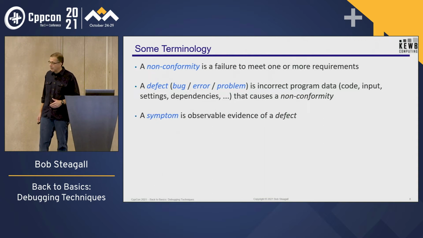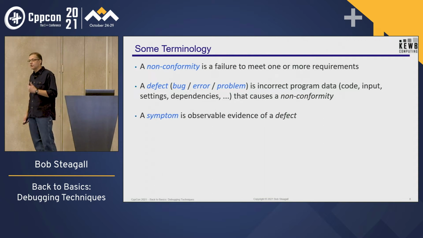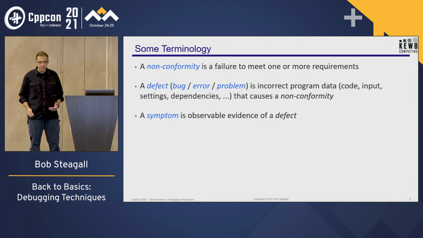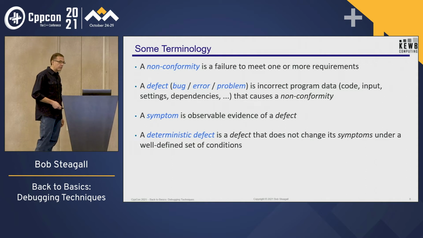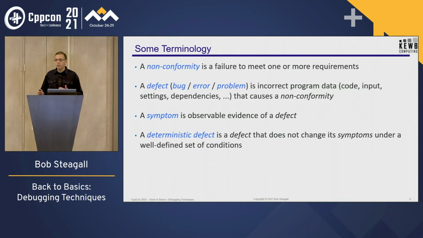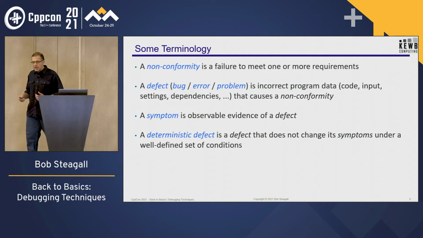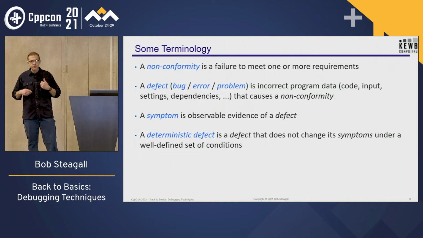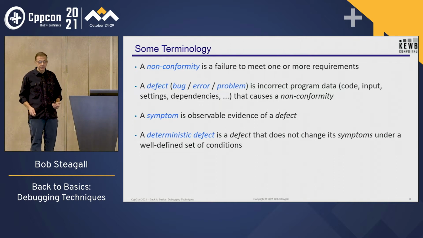A symptom, I'm going to use this term to mean an observable evidence of a defect. Symptoms are what you observe. A deterministic defect is a defect that doesn't change its symptoms under a well-defined set of conditions. In other words, given the same input and the same conditions, if you run the program, every time you run the program, you'll observe exactly the same symptom, right?